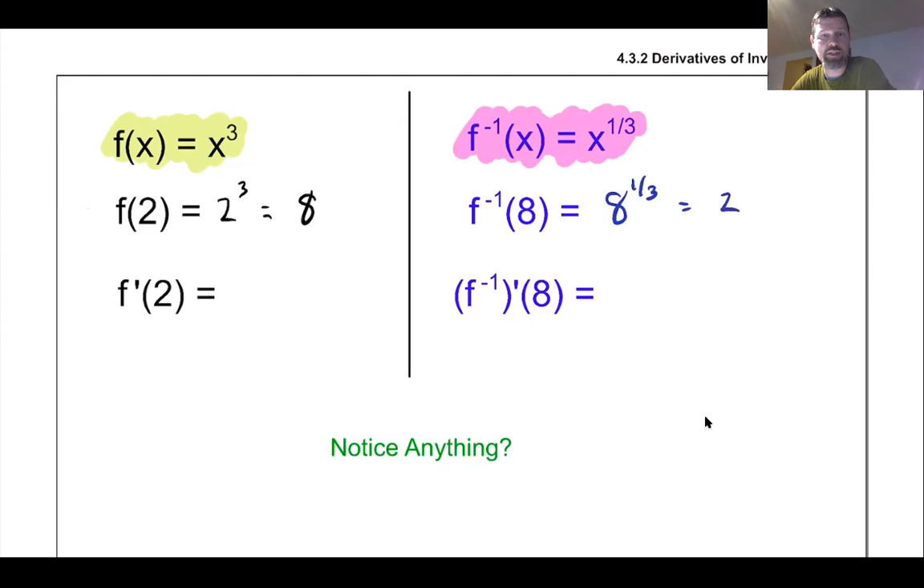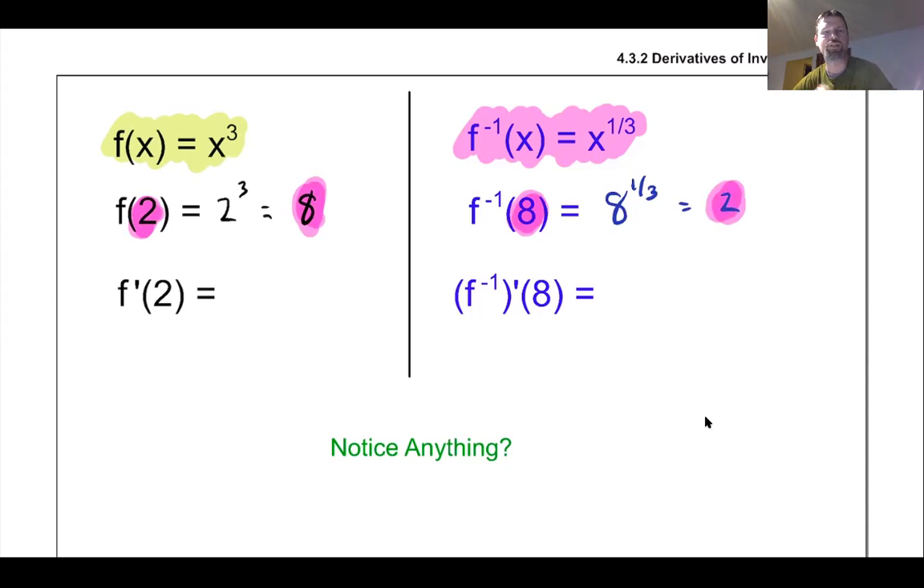First off, I shouldn't be surprised about that line. Notice here, when I put a 2 in the original, I got an 8 out. When I put an 8 into the inverse, I got a 2 out. Those are the same numbers, but switched. That shouldn't surprise us because inverse functions undo each other. When I put that 2 in and I got an 8 out, and then I put an 8 into the inverse function, it undid everything that happened, and I ended up right back at 2.